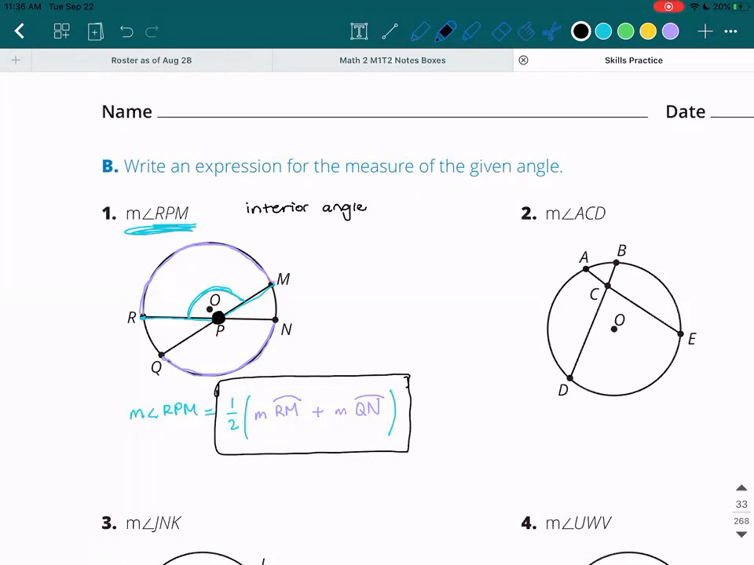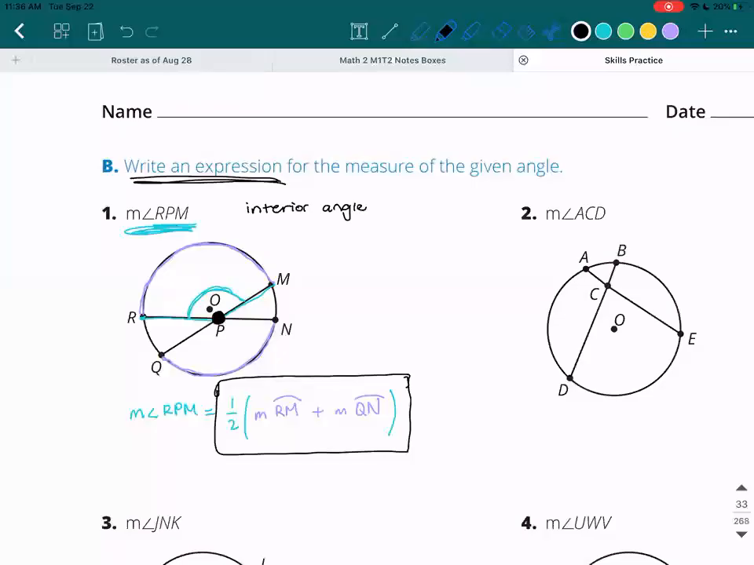Wait, so that's our answer? Yes, the thing that's in the box is our answer. They didn't give us any numbers, so we can't solve for it. It's just an expression. So like a formula, essentially. That's our answer. I'll give you guys a little bit more time to write this because I know there's a lot of letters, a lot of writing. All right, let's move on then.